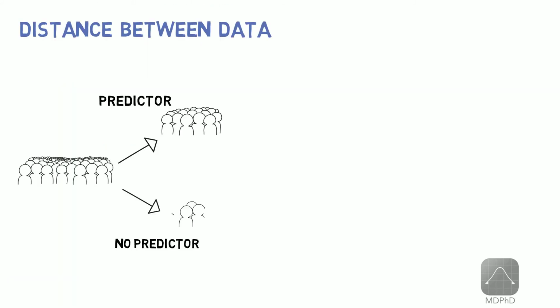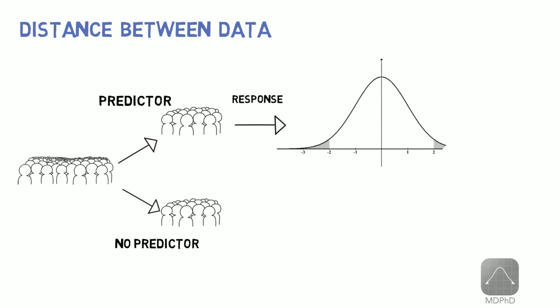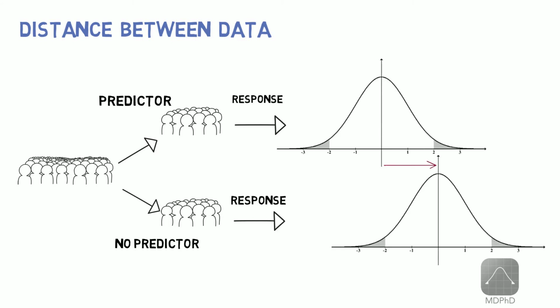Statistics help describe data using normal distributions. The distance between two samples of data can be measured using the standard deviation. The further apart the data, the more different the data is.